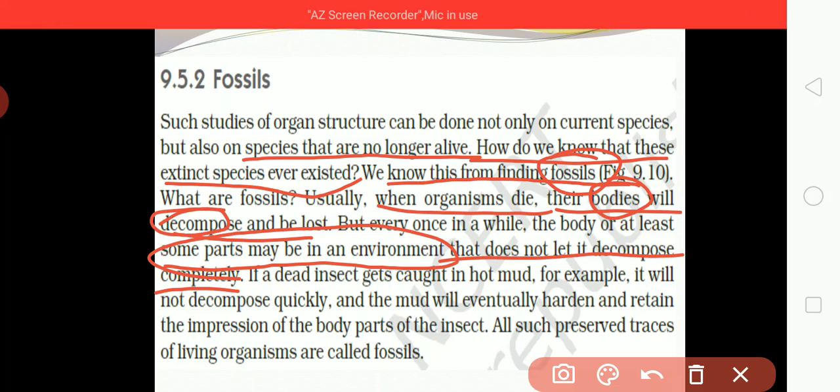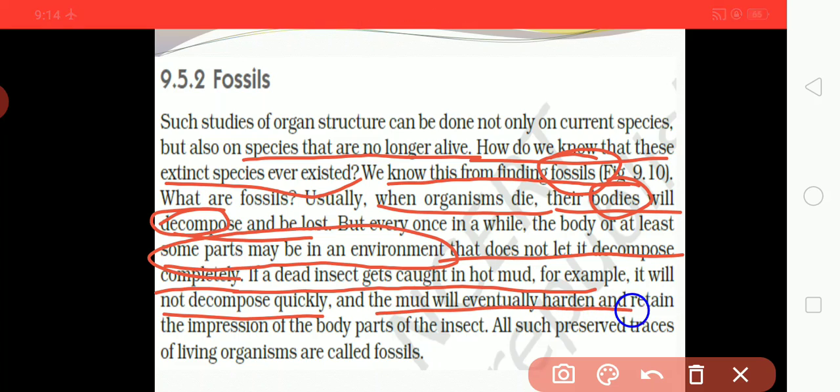For example, if a dead insect is caught in hot mud, it will not decompose quickly. It remains as it is, and the mud will eventually harden and retain the impression of the body part of the insect. Due to this, you can see the body part of the insect remaining as it is, and it leaves an impression when we dig it up.